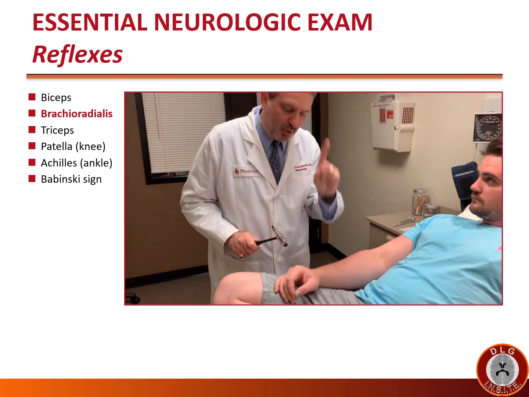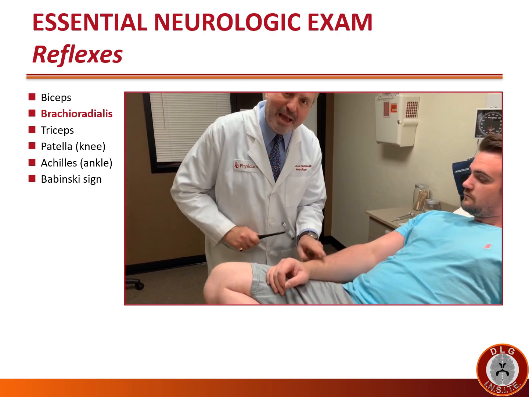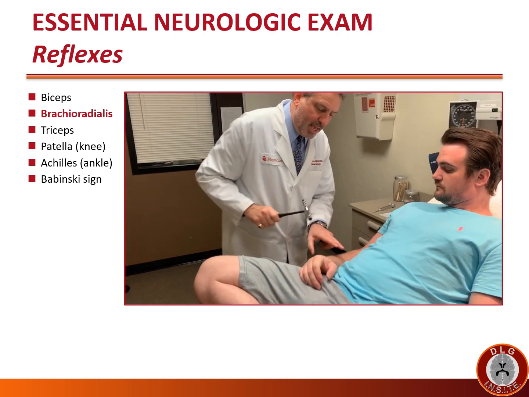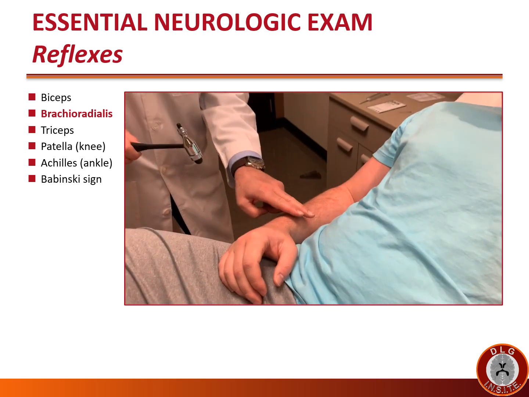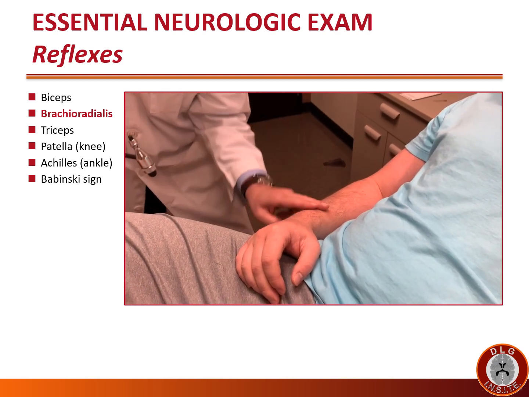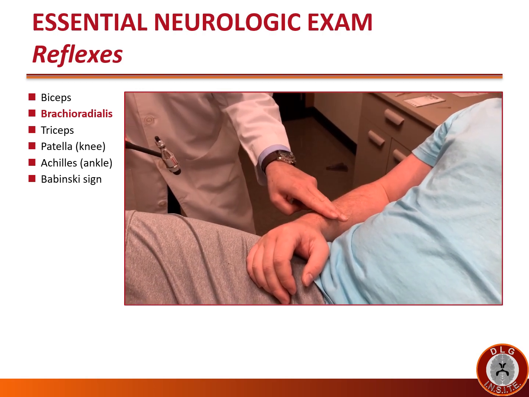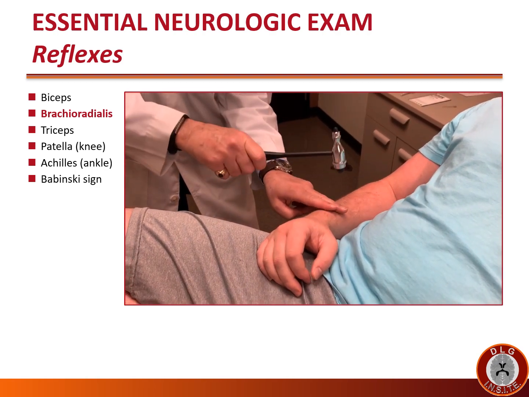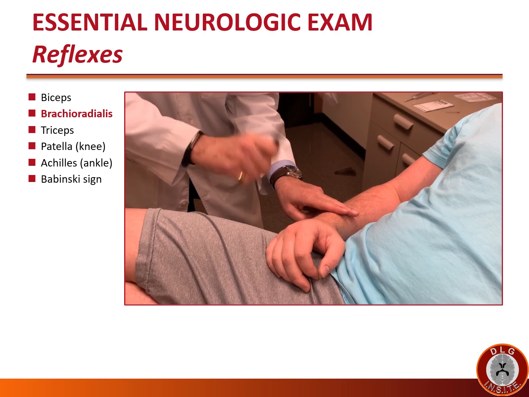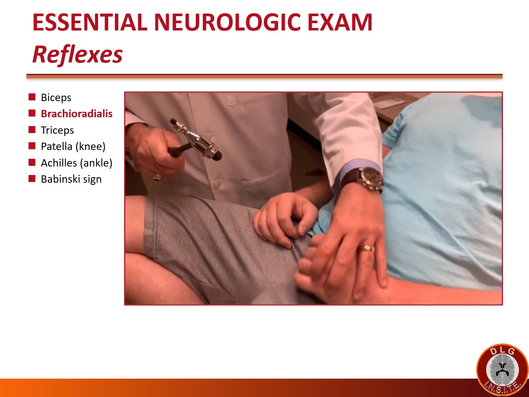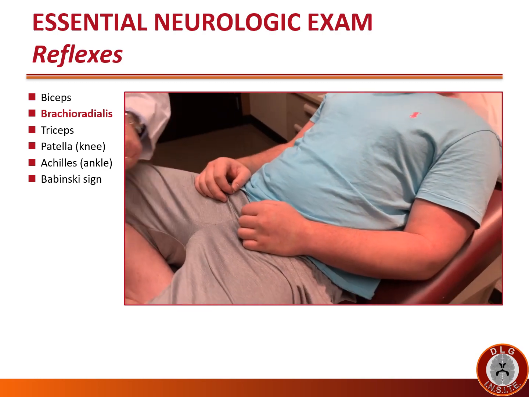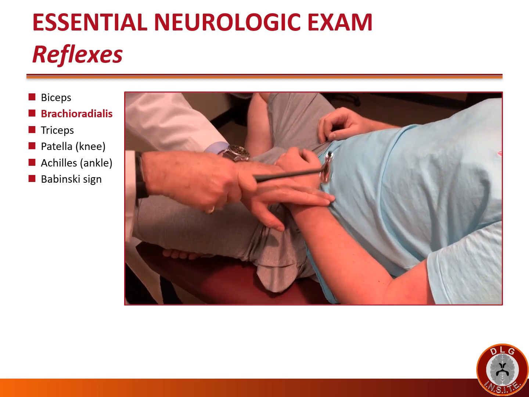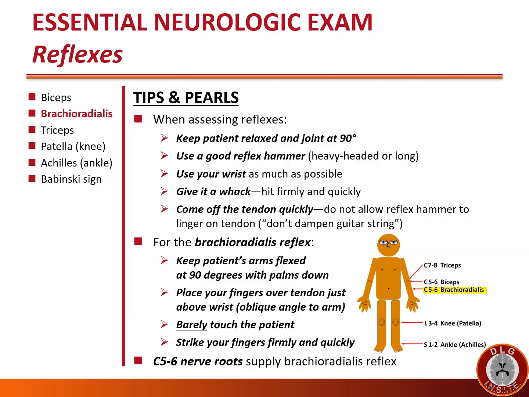But here's the important point, not press. If you press, you dampen the guitar string, right? So keep it at a right angle, and you want to put your fingers at an oblique angle, not on the back dorsum, not on the side, but this oblique angle, and you don't hardly touch them, but you whack it. And you get a brachioradialis reflex. Like this. I might come over on this angle, and whack it. And you see the brachioradialis reflex.